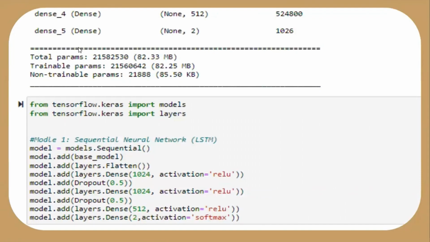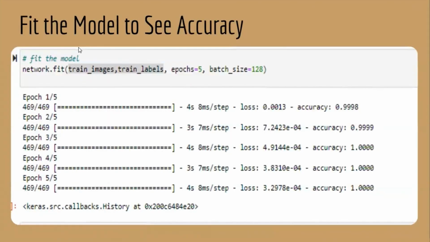We used for model 1 a sequential neural network model. This was our model that evaluated some of our data, and this was model 1 used on the data. Then we used a fit model to see the accuracy. We trained our images and then had our train labels. And then this was the different data that we got. We got an accuracy of 99.98 for the sequential neural network model.